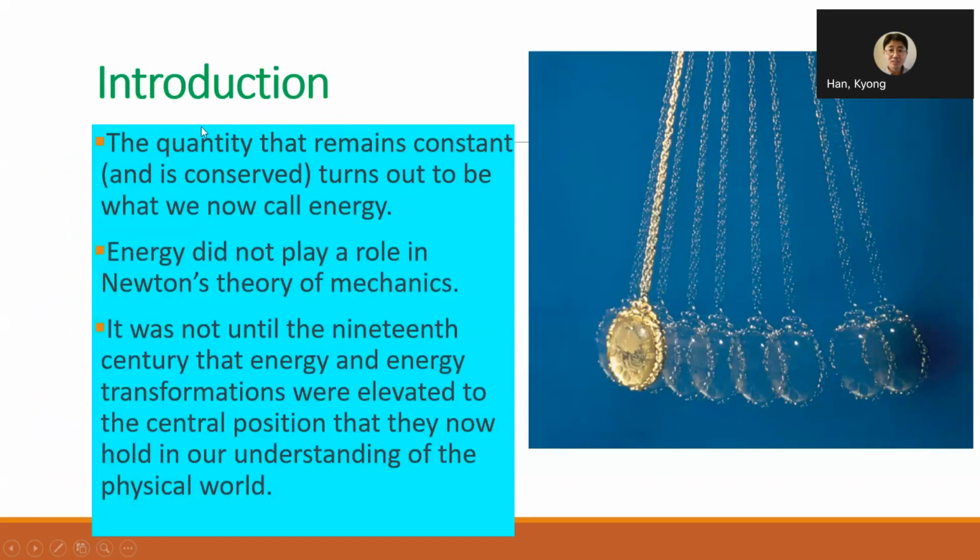And here's the introduction. The quantity that remains constant and is conserved turns out to be what we now call energy. Energy did not play a role in Newton's theory of mechanics. We didn't mention energy when we studied Newton's laws of motion, but later people introduced it. It was not until the 19th century that energy and energy transformation were elevated to the central position that they now hold in our understanding of the physical world.